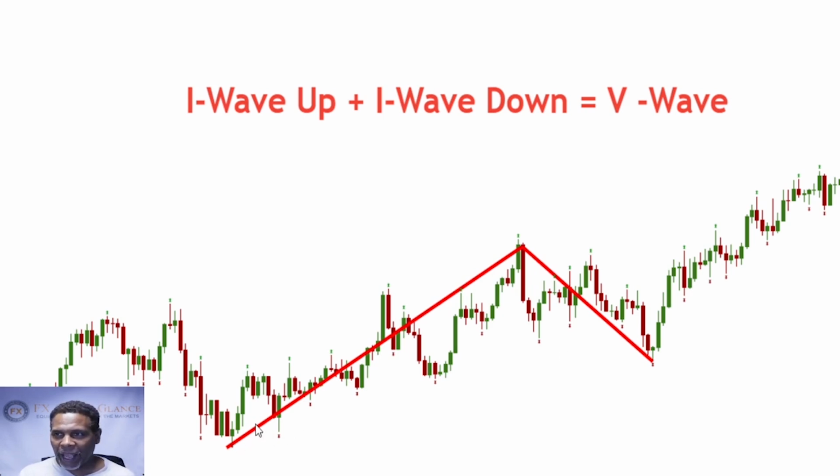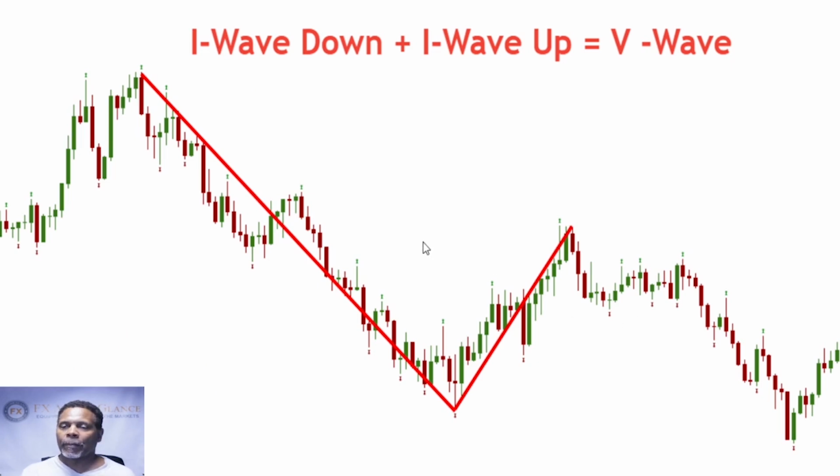So here you have the I wave up, I wave down equals a V wave. Then in the bearish market, you have an I wave down plus an I wave up equals a V wave. As you can see now, that looks like an actual V.